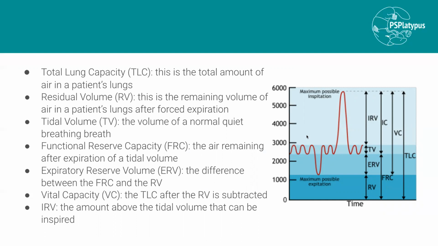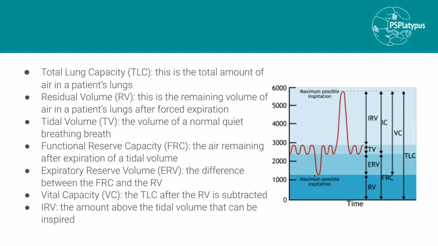You then ask the patient to forcibly breathe out as much air as possible, and you see this big dip. This is your maximum possible expiration, and this is known as your expiratory reserve volume. Then ask them to breathe normally back to tidal volume, and then you ask them to do the opposite. You ask them to take a big, deep breath in, and that's your inspiratory reserve volume. You see the volume increases rapidly and then comes back to normal. So these are fairly intuitive: tidal volume, normal quiet breathing; inspiratory reserve volume; expiratory reserve volume.